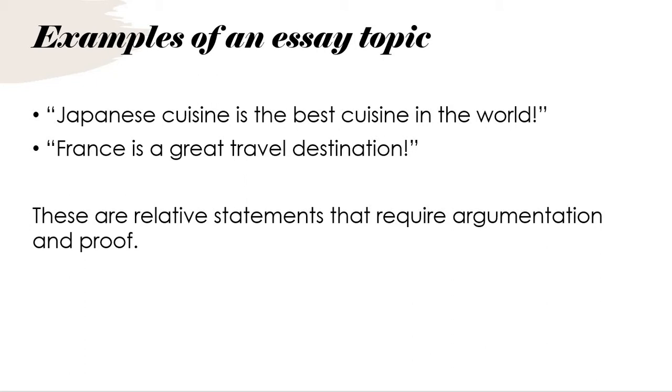Similarly, you may write an essay about travel destinations. You may say France is a great travel destination. Is it? Is it a nice place to visit? Is it not a nice place to visit? This is something that people disagree on. Some people may not like Japanese cuisine or French culture. So these are relative statements. People don't have a consensus on this. They don't necessarily agree. And so you need to be able to argue this effectively, convincingly, persuasively, with proof, with evidence, and with the right kind of rhetoric that could change the mind of your audience.